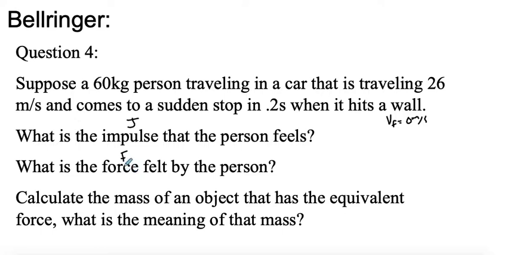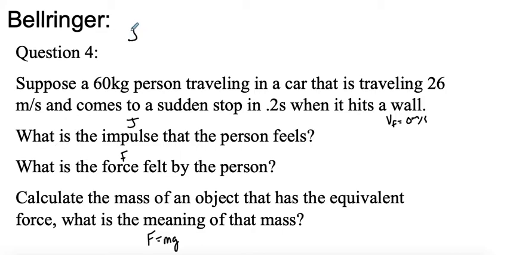And then we're going to take that force and compare it to how massive an object could be. So we're going to use weight. If we just use force equals mass times gravity, we'll just use the weight of an object to figure out what that mass would be comparatively. So let's look at impulse.